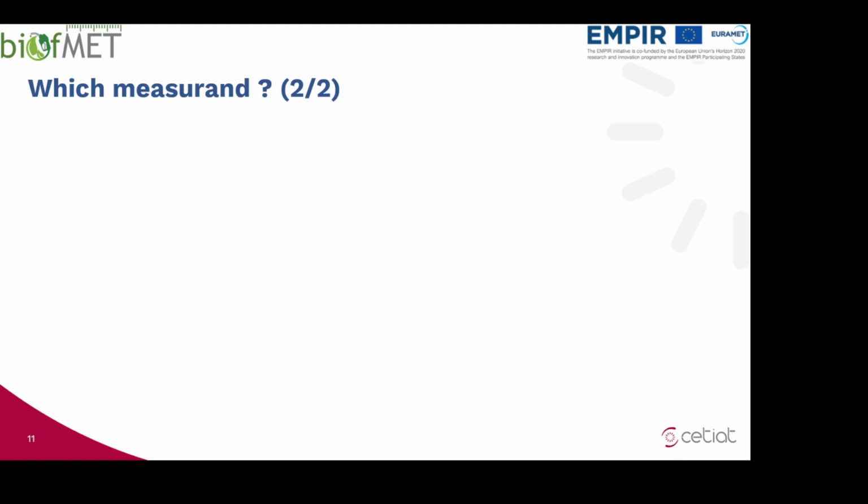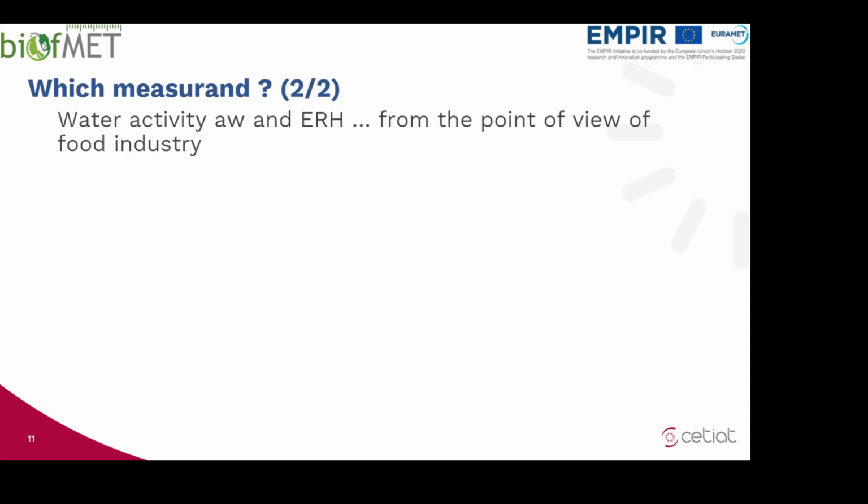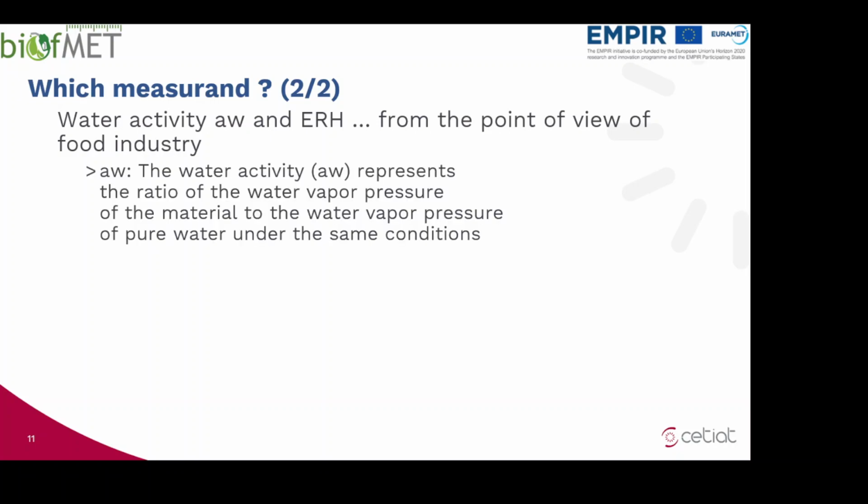Another interesting example of physical quantities in the food industry is the water activity and equilibrium relative humidity, ERH. Water activity represents the ratio between the water vapor pressure of a material and the water vapor pressure of pure water under the same conditions.